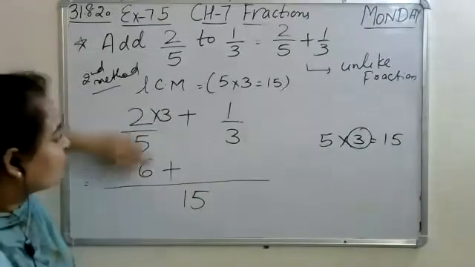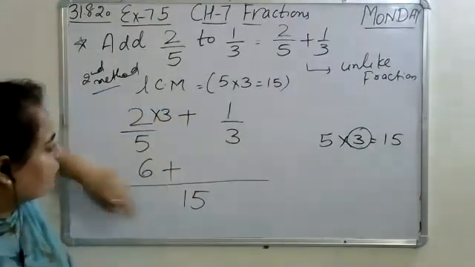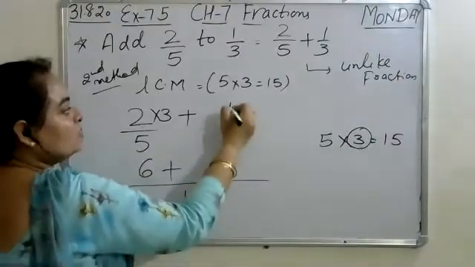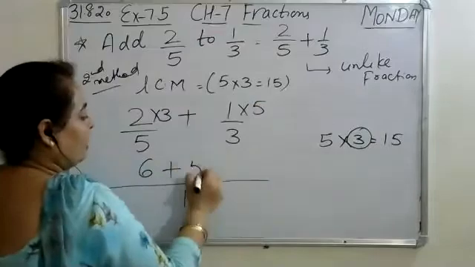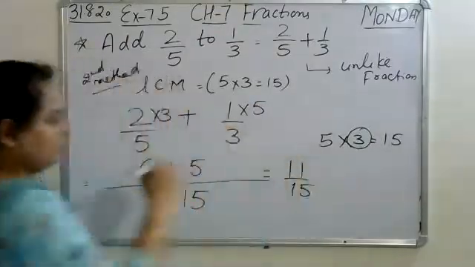Now come to the next. In the table of 3, where you will observe 15, in the table of 3 and 5, yes, 3 fives are 15. So 1 multiplied by 5 is 5. So it will give you 11 by 15. Good.